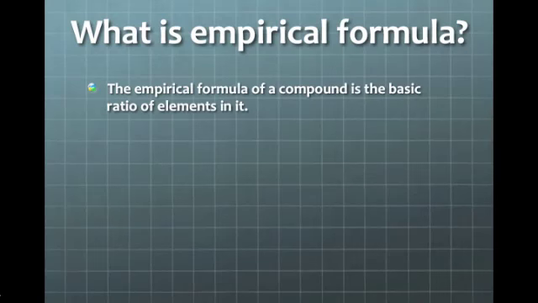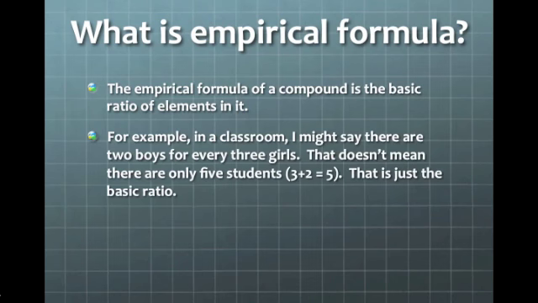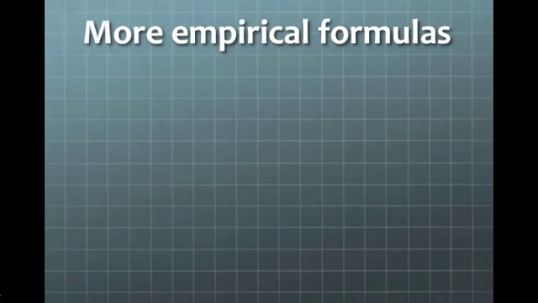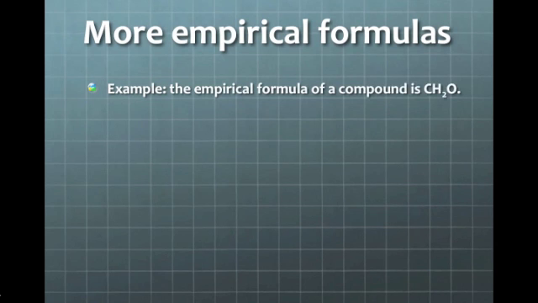Well, an empirical formula is simply a ratio of the elements in there. So it's not going to be the actual formula that we're working with. It's a simple ratio. For example, if we were talking about a classroom, I might say that there are 2 boys for every 3 girls. Now, it doesn't mean that there's going to be only 2 boys and 3 girls in there, so just 5 students. It's just a ratio. I could have any number of students. As long as I keep that 2 to 3 ratio, there could be 10 boys and 15 girls, or 20 and 30, but that 2 to 3 ratio stays the same. We're going to do the same thing with these formulas. It's just going to be a ratio.